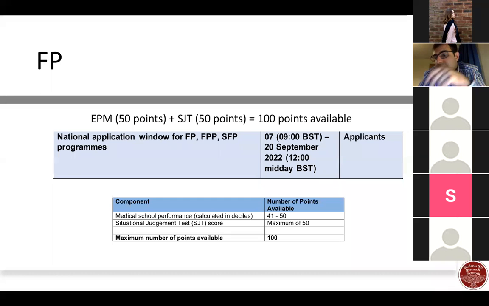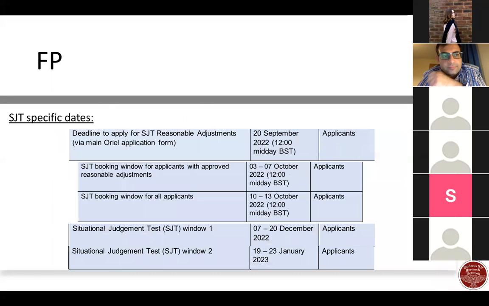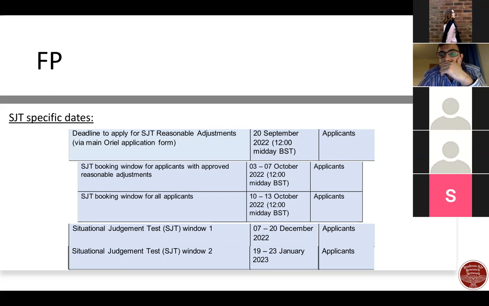So it's a bit of a difficult thing to guess. Then we have SJT specific dates and deadlines. The SJT booking window is from the 7th of October, and do keep an eye on these deadlines, because exams will fill up very quickly. So you need to keep an eye, and whenever they advertise it, you just need to book it as quickly as you can. Situational judgment test window 1 is 7th to 20th December.